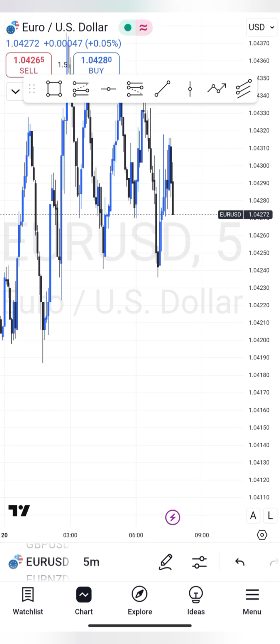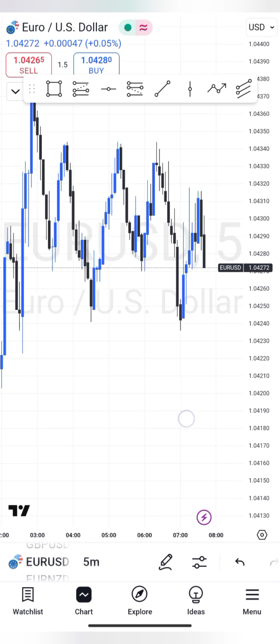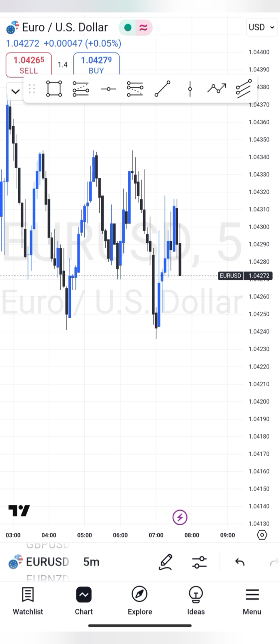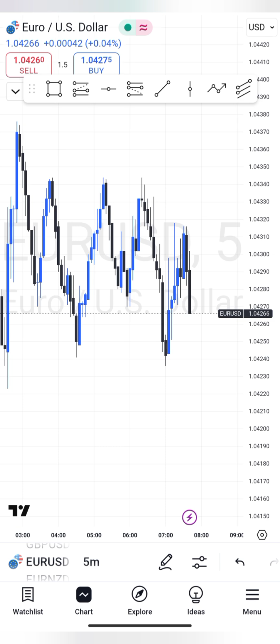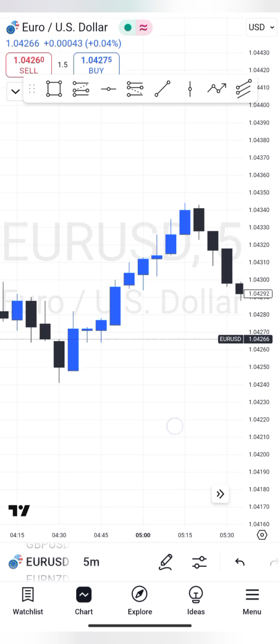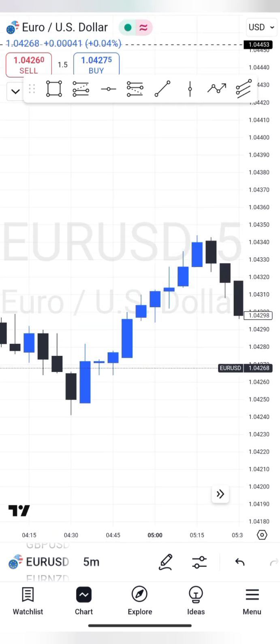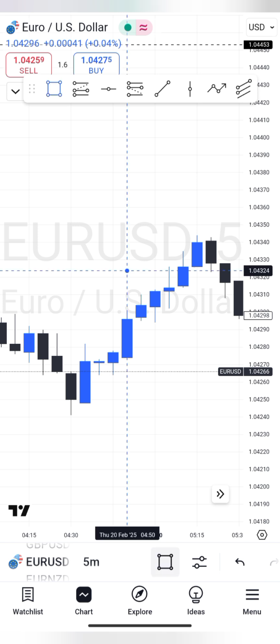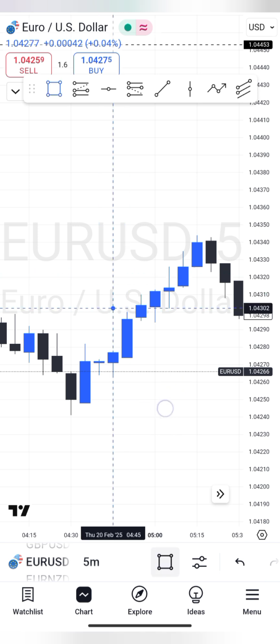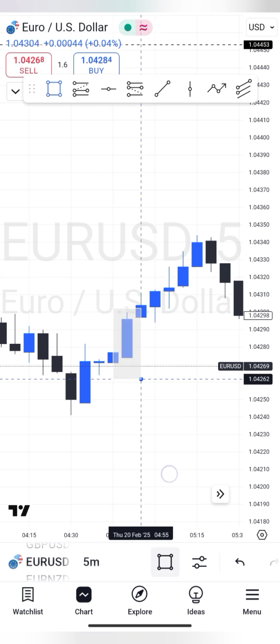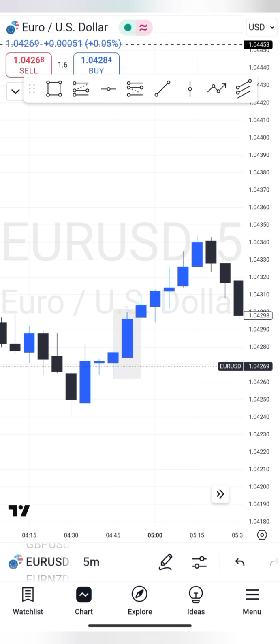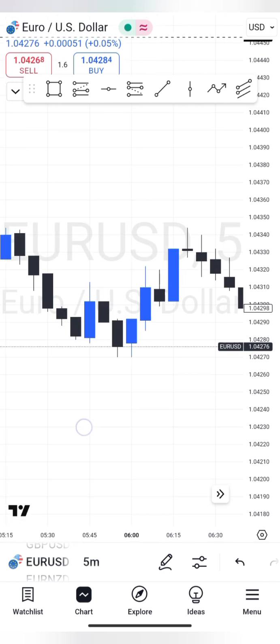Every candlestick you see here is a representation of what happened in the time frame that you're using. So now that I'm using 5 minutes, every single candlestick, let's zoom into this particular blue one that I just highlighted, is what happened in 5 minutes. Every single candlestick is what happened in 5 minutes.